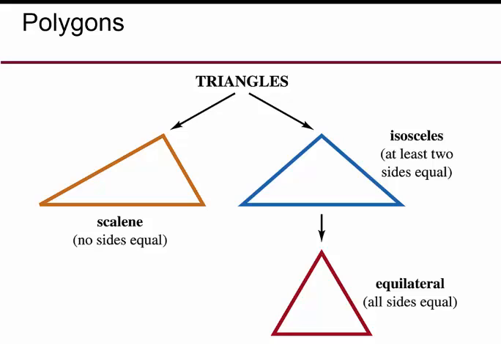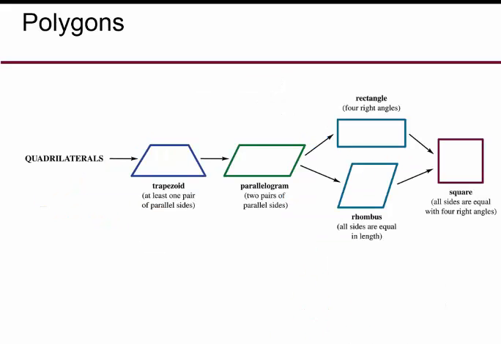Now we're going to talk about triangles. Triangles are scalene, where no sides are equal. An isosceles triangle has at least 2 sides equal. And in an equilateral triangle, all sides are equal. Now, quadrilaterals: we have trapezoids, with at least 1 pair of parallel sides. Parallelogram, 2 pairs of parallel sides. A rectangle has 4 right angles. A rhombus, all sides are equal in length. And then a square, where all sides are equal with 4 right angles.